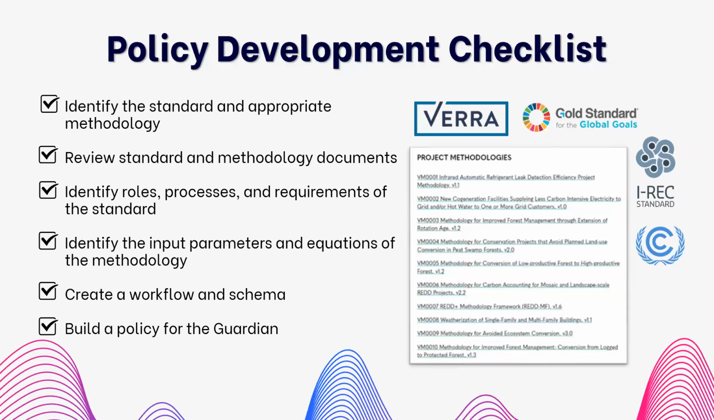Step 5 is to create a workflow and schema. This is when you would develop a clear workflow and schema that outlines the step-by-step processes for using the Guardian within your project. And this will help streamline operations and ensure consistent application. And step 6 will be to build a policy for the Guardian.